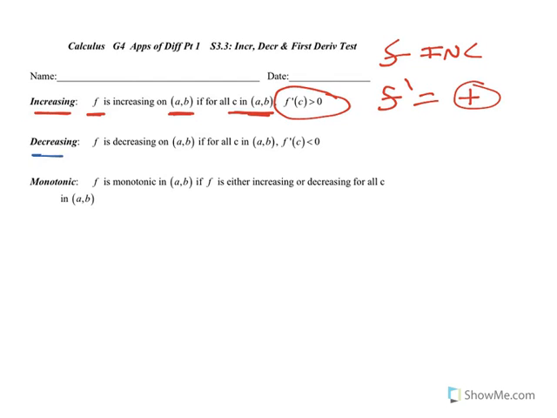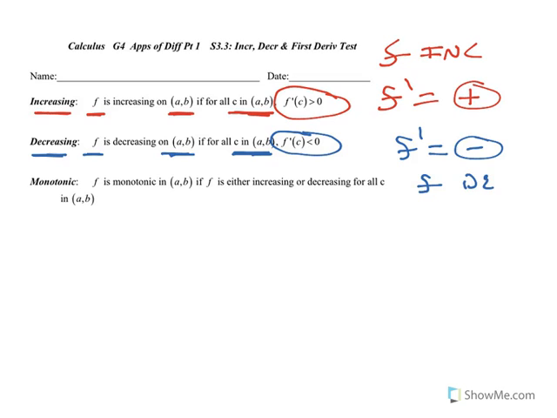The second one, your function is decreasing, f is decreasing on an interval from a to b, if, for all c values in that interval, your first derivative is negative. So if f prime is negative, then f, the original function, has to be decreasing because it's saying that all the slopes are negative. So remember, this value right here coming out of f prime is talking about the slope values. So you're saying you have negative slopes on f.